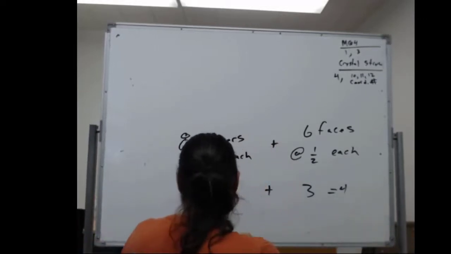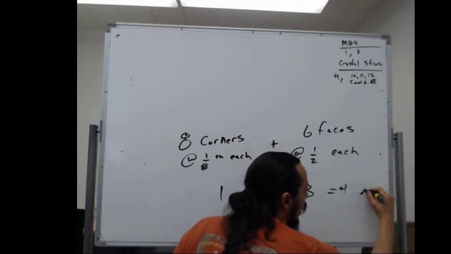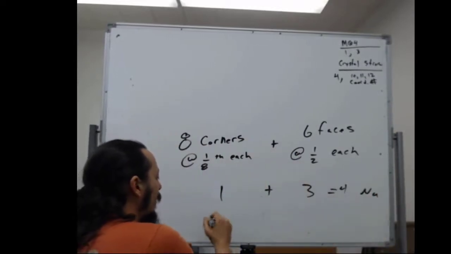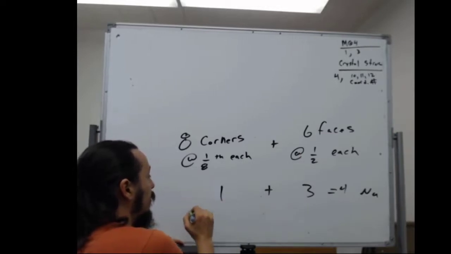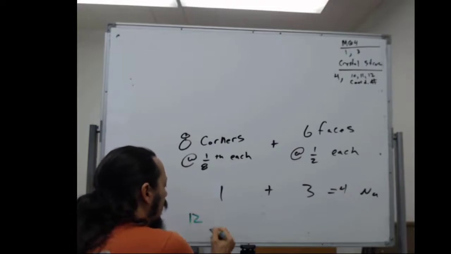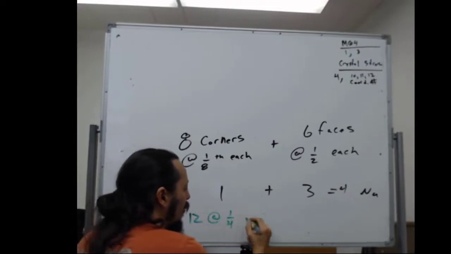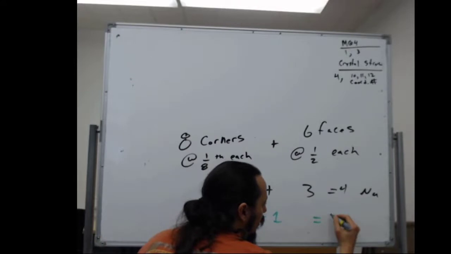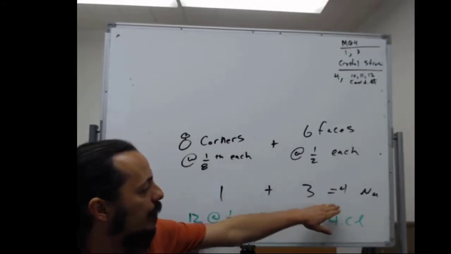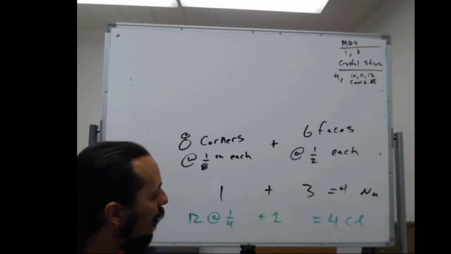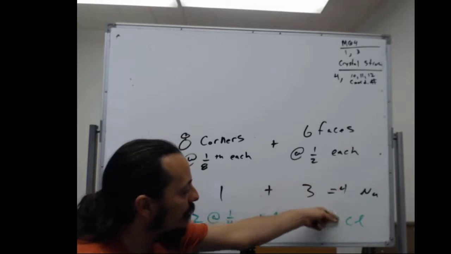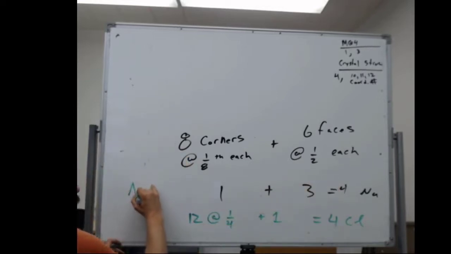I don't have purple, so I'm going to write it in black. And then for the Cl, we ended up with 1, 2, 3, 4, 5, 6, 1, 2, 4, 8, 12 at 1/4 plus 1 equal to 4 Cl. So looking at our crystal structure, we counted 4 sodiums, we counted 4 chlorines. And what this tells us is the ratio of sodium to chlorine is going to be a 1-to-1 ratio.